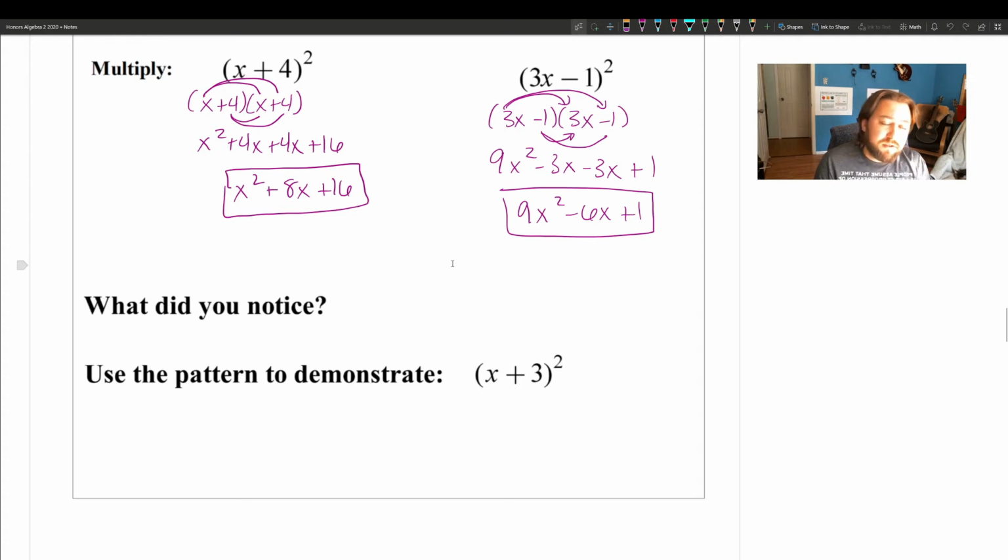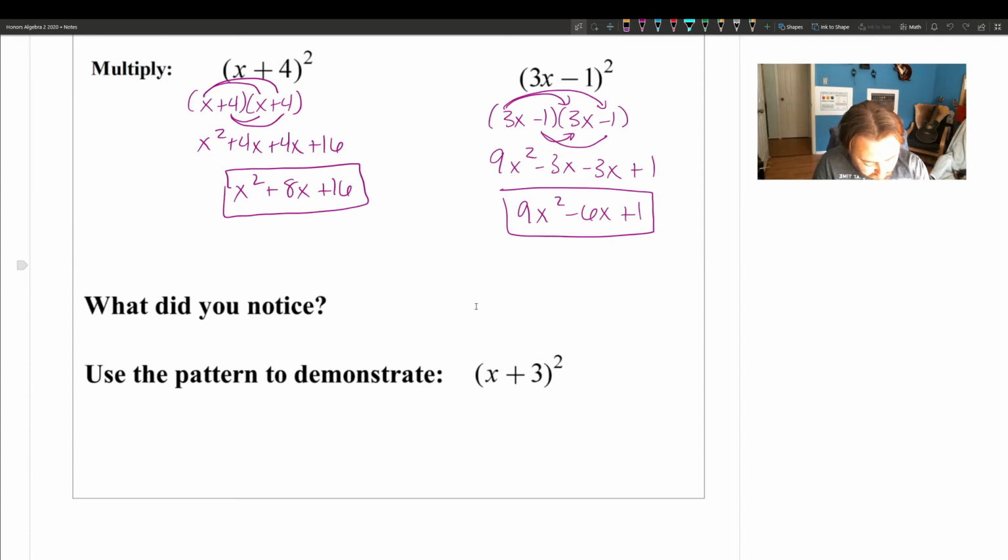All right, so what did we notice? There's something a little bit different here, right? So look at our first term, our last term, and then look at that middle term. Something's kind of fishy here. So let's look at the next example.